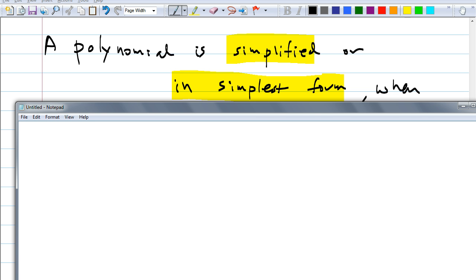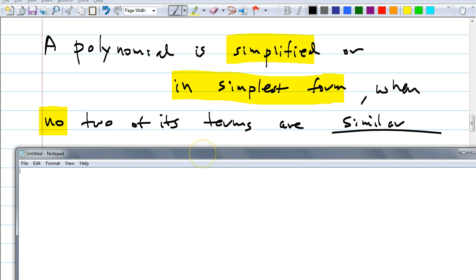When you guys have the right idea. When no two of its terms are similar. In other words, it's kind of like when you combine all the like terms, right? Therefore, at the end, when you simplify, there shouldn't be any terms that are like. That's basically what it's saying. So you have the right idea. A polynomial is simplified, or in simplest form, when no two of its terms are similar or like terms. Okay. Any question?